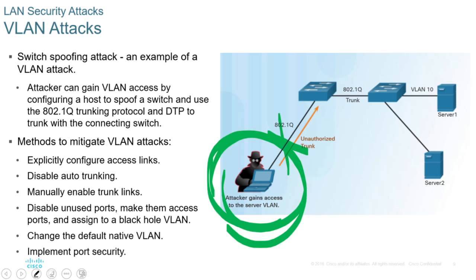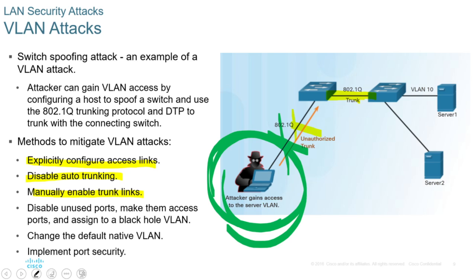There are a number of simple ways we can mitigate this type of attack. Either we go and explicitly configure links, so we don't do auto configuration, we do manual configuration. We do explicit configuration of access links. So we can disable auto trunking and manually enable the trunk link. So if we know that is a trunk, we will enable that as a trunk. But if another person tries to link up as a trunk, it will not be auto configured. It will not be allowed for auto trunking.